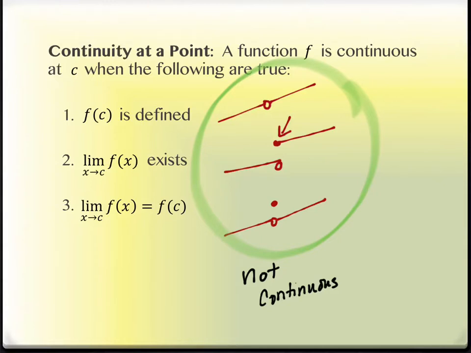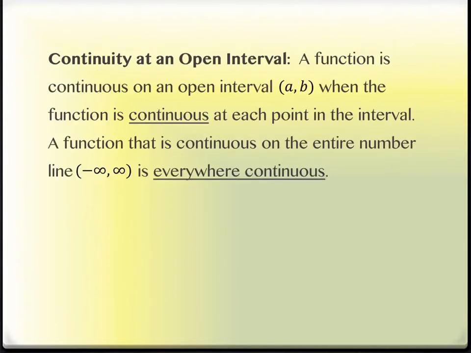And then if we extend that idea just a little bit, instead of just talking about continuity at a single point, we can talk about continuity on an interval of points. We have the following. A function is continuous on an open interval (a, b) when it's continuous at each point in the interval. And a function that is continuous on the entire number line, from negative infinity to infinity, is called everywhere continuous.